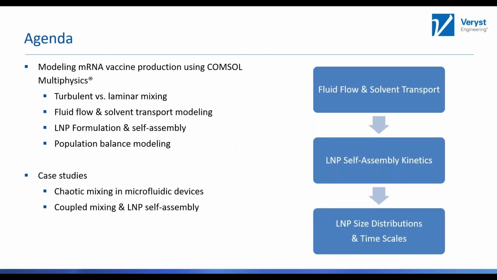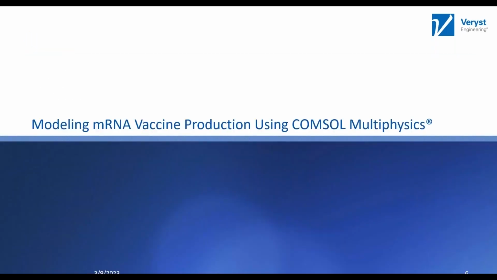So in today's talk, we'll outline the modeling, physics, and workflow required to model mRNA vaccine production. And in particular, we'll review turbulent and laminar mixing, fluid flow and solvent transport, LNP formation and self-assembly, and population balance modeling. We'll then discuss case studies on chaotic mixing and microfluidics and the coupled mixing and LNP self-assembly. So now let's get into some of the key physics and modeling strategies using COMSOL.